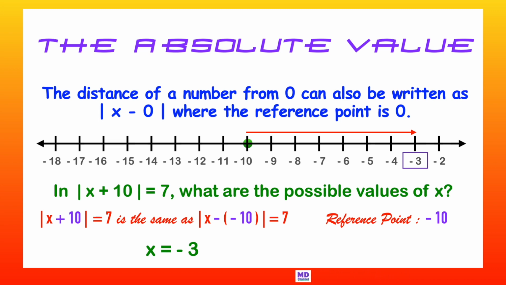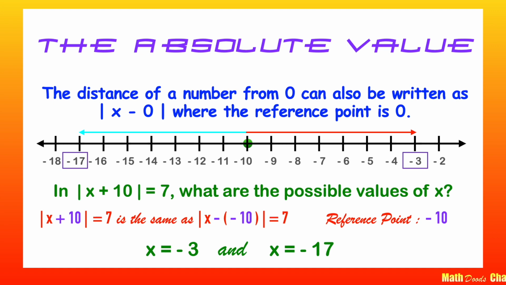Move going to the left, 7 units. 1, 2, 3, 4, 5, 6, 7. So it stopped on negative 17. Another value of x is negative 17. So these are the two values of x, negative 3 and negative 17, for the equation the absolute value of x plus 10 equals 7.